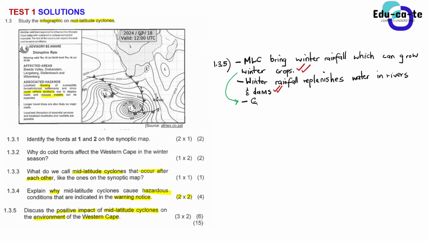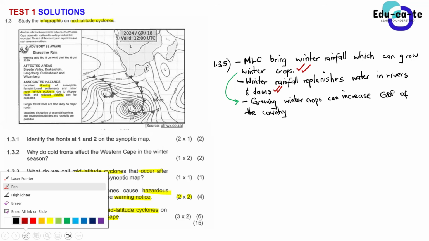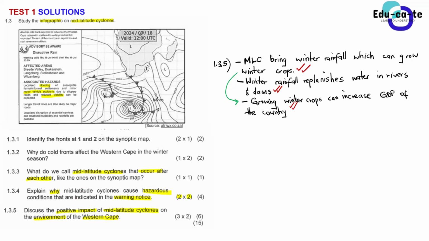Growing the winter crops can increase the gross domestic product of the country. Remember guys, the gross domestic product is the total value of all the goods and services produced in a country within a given year. So if we're also able to produce crops during winter, in a season whereby most people are starving, then that can be beneficial. Yes, Sam?